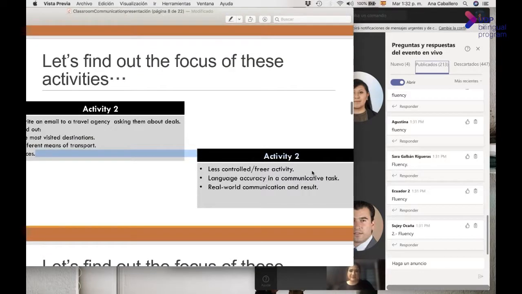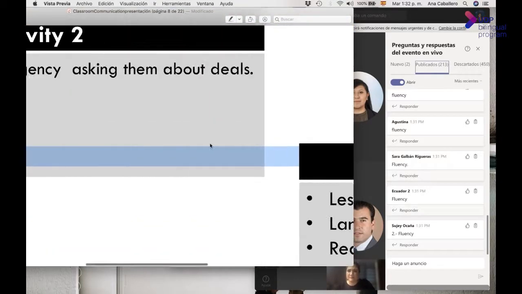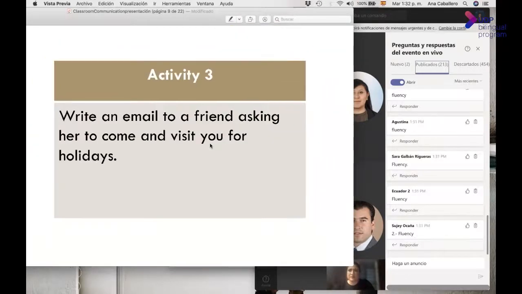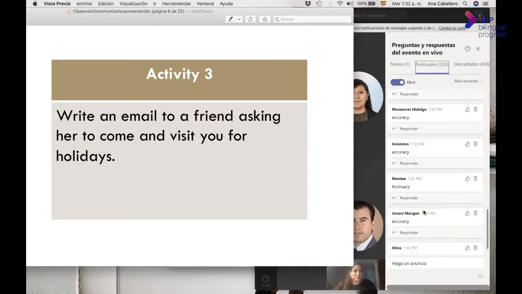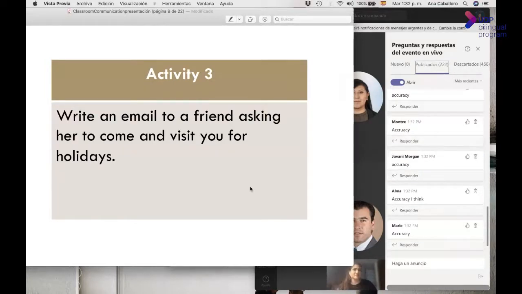And now activity number 3. Okay. Write an email to a friend asking her to come and visit you for holidays. Accuracy or fluency? Fluency, fluency. Accuracy? Interesting. 2 more answers and then I'll show you the answer. Write an email to a friend asking her to come and visit you for holidays.